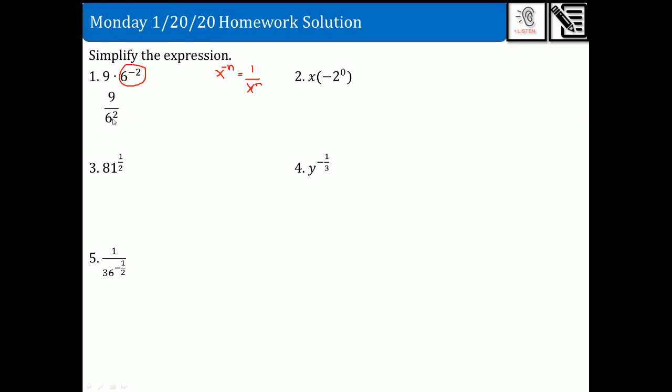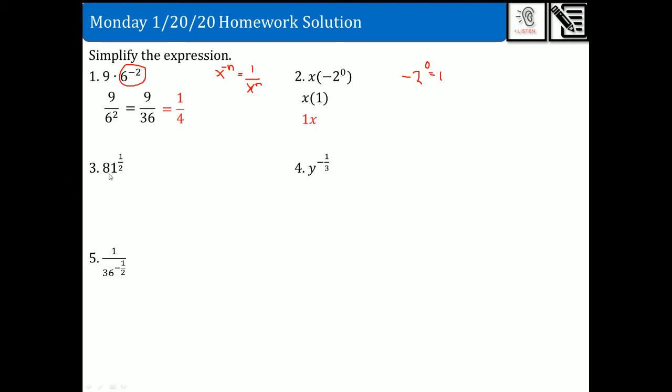Now we can simplify it. 6 squared, 6 times 6 is 36, so 9 divided by 36. This can be simplified. 9 divided by 36 is the same thing as 1/4. Okay, next, number 2, x times negative 2 to the 0 power. Please understand that the negative 2 to the 0 power is the same thing as 1. Okay, so the inside parenthesis becomes 1. X times 1 just becomes 1x. You could also write it as x if you want.